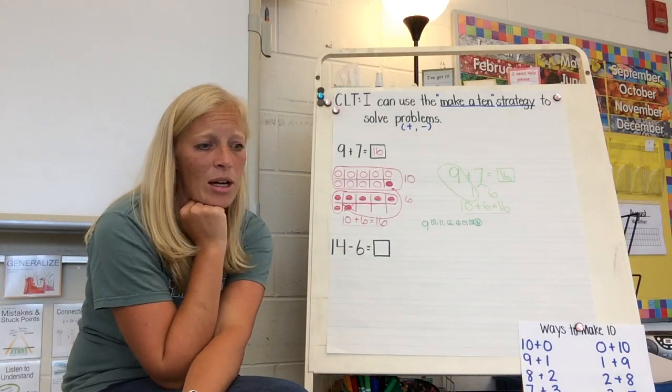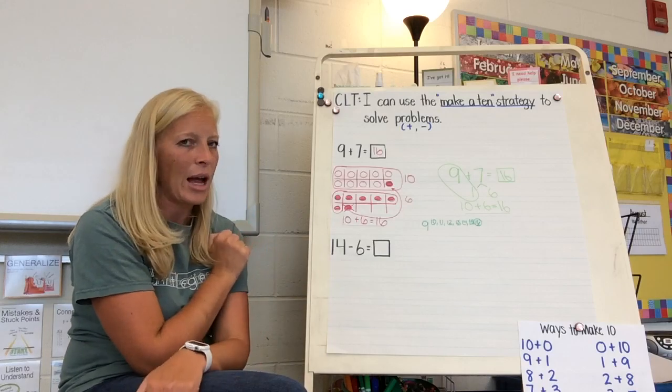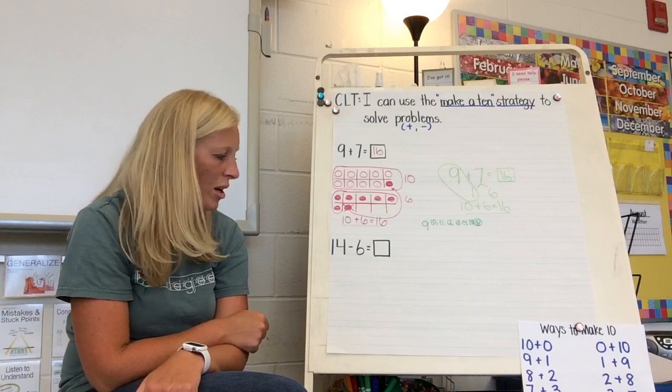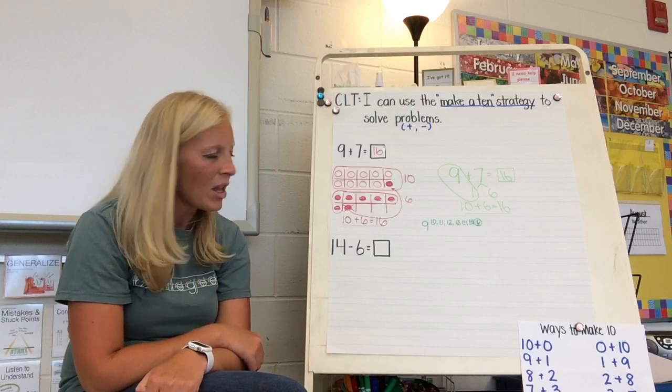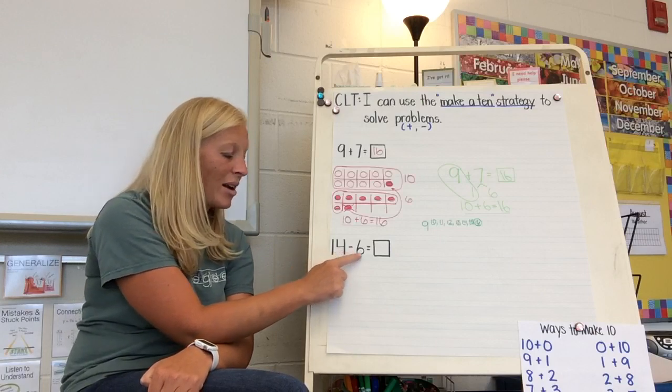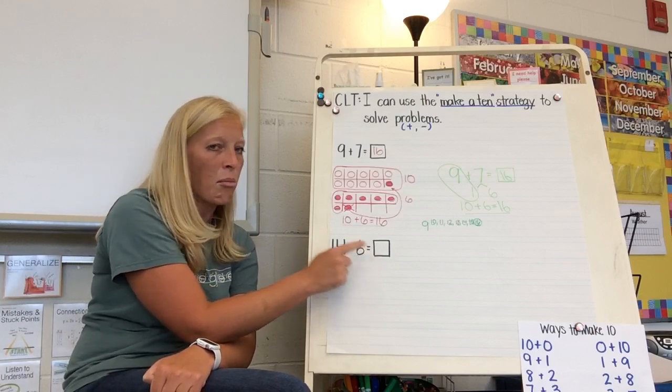So now I'm really going to give you a humdinger. This little guy has been hanging out here, and you guys did a fantastic job of not paying attention to it, but now I want you to. I want you to take a look at this equation. 14 minus 6 equals blank.